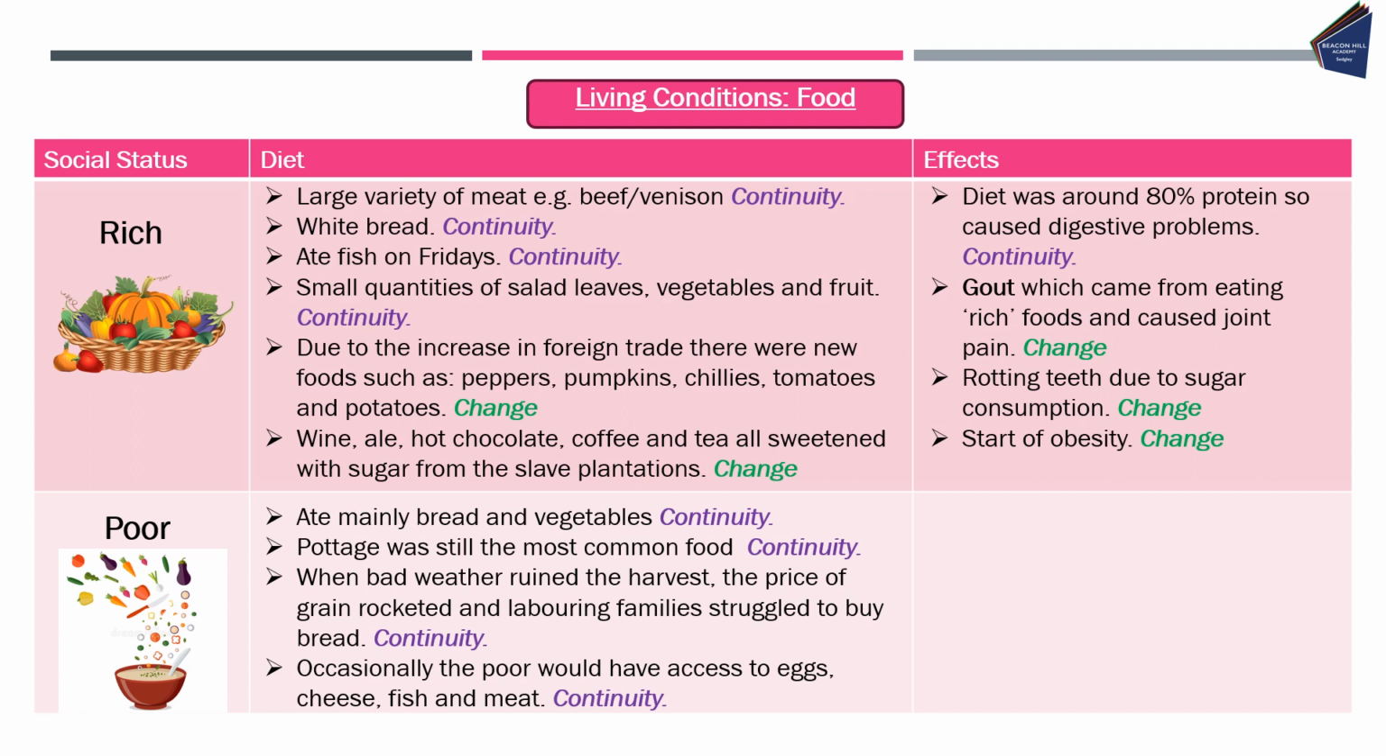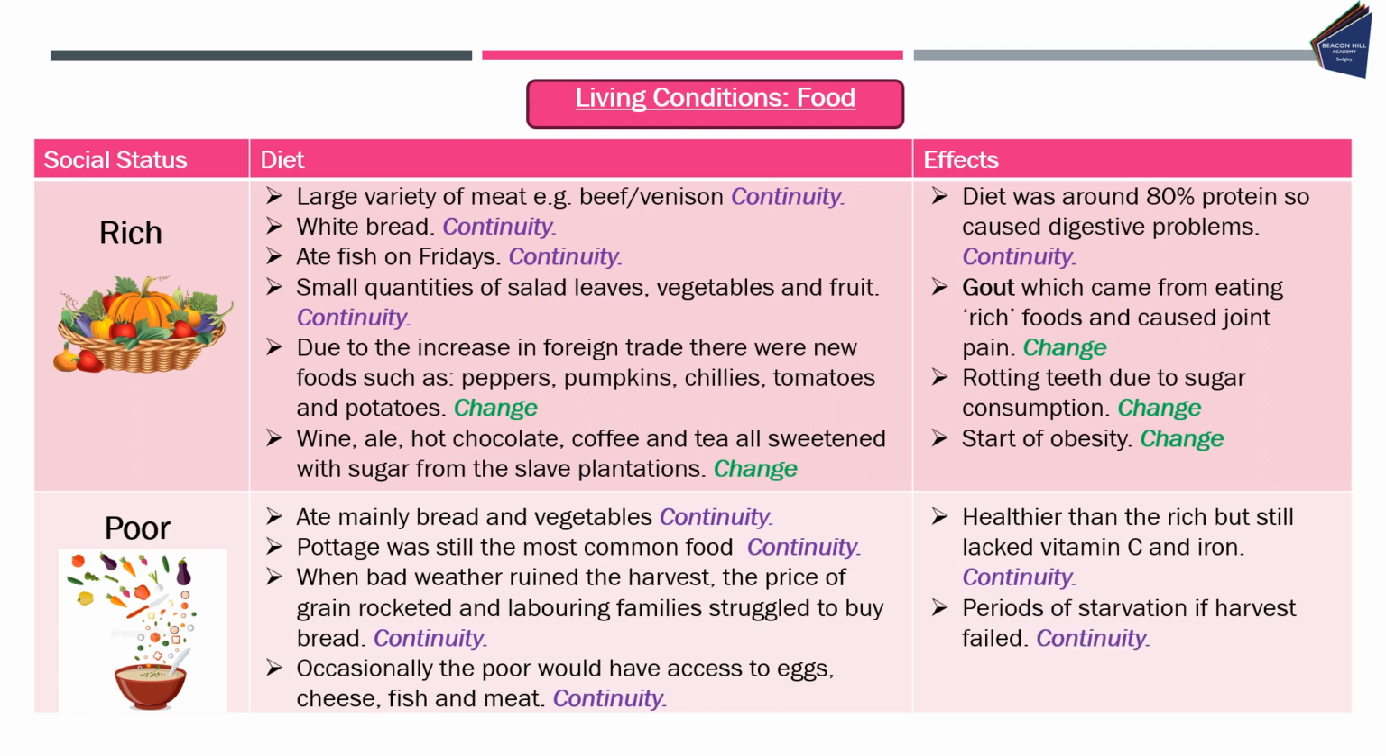So there's a very limited variation in terms of the diet. It's a lot healthier than the diet of the rich people because there are so many vegetables being consumed, but it did lack vitamin C and iron as well, again continuing from medieval. And we also had periods of starvation if the harvest failed, which again is exactly the same as medieval Britain.